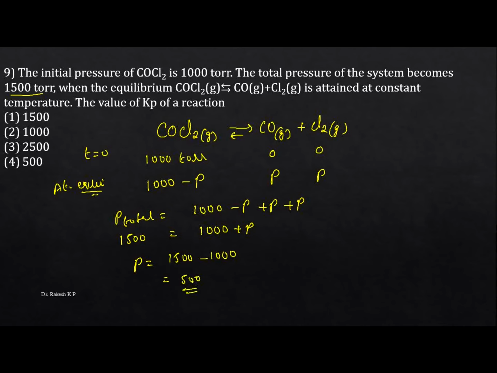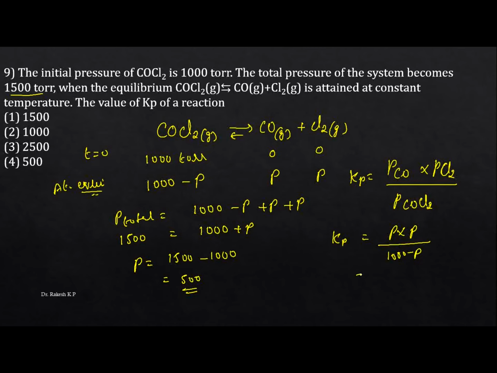Okay, so now what we have to calculate here is the value of Kp. According to this equation, Kp is equal to the partial pressure of carbon monoxide times the partial pressure of chlorine, divided by the partial pressure of carbonyl chloride. So what will be Kp? The partial pressure of carbon monoxide I can write as P, times P, divided by 1000 minus P.